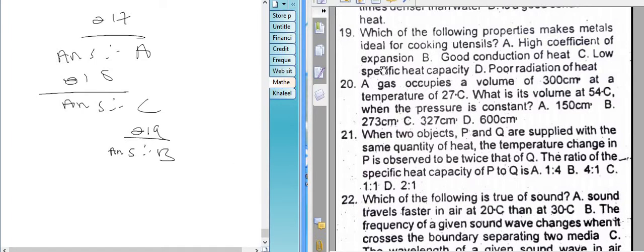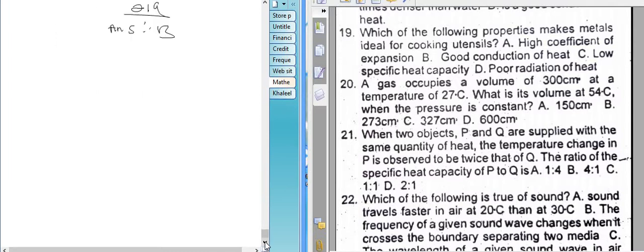Question 20. A gas occupies a volume of 300 centimeter cubed at a temperature of 27 degrees C. What is its volume at 54 degrees C when the pressure is constant? So this is equivalent to, not Boyle's law, the Charles law. The pressure is constant.